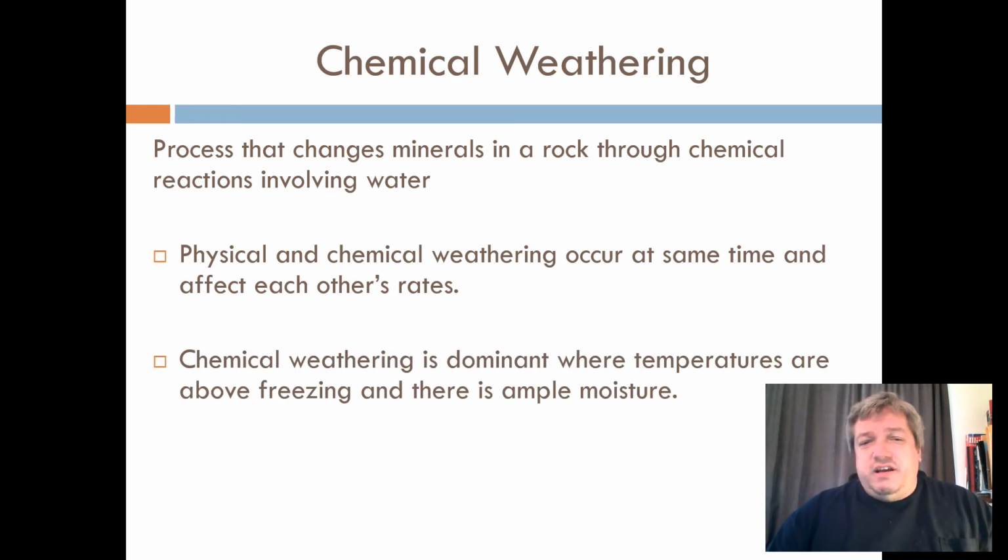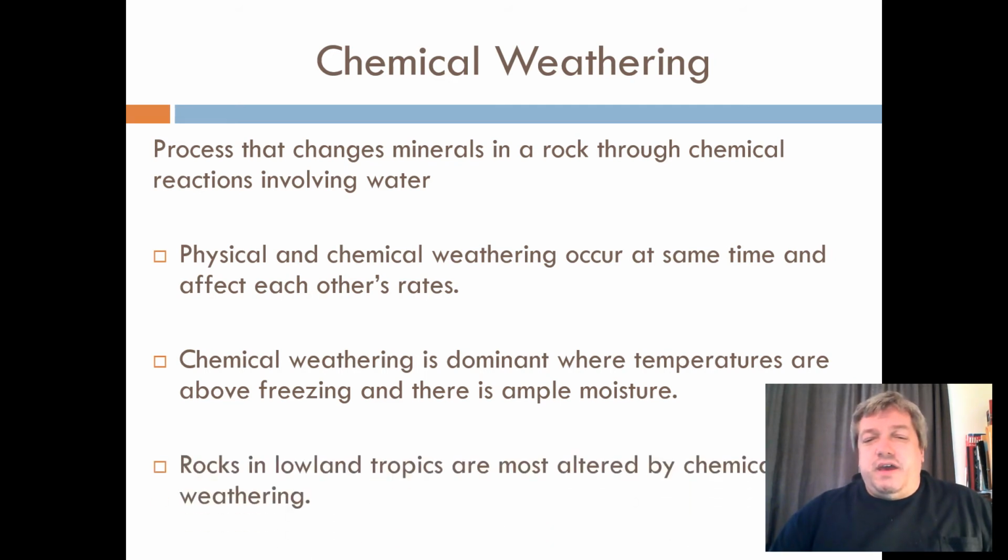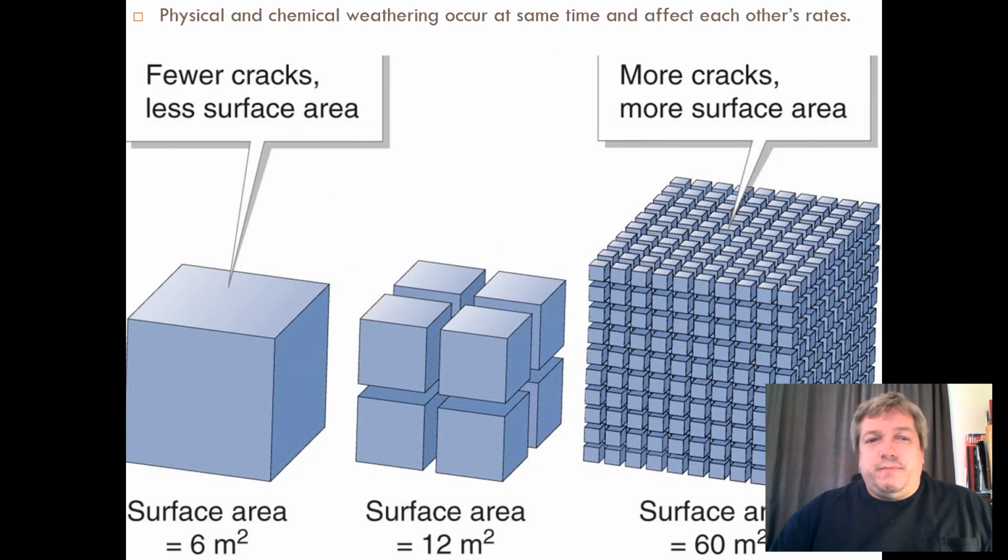But the difference here is that chemical weathering happens above freezing, because in chemical weathering, usually liquid is involved. So physical weathering, remember, happens in colder areas. You do the frost action usually. And this is the opposite. This happens in warm areas. Once water freezes, chemical weathering pretty much stops. And also you need ample moisture. So in a different type of area, you see this is the predominant type of weathering in the tropics, or the lowlands.